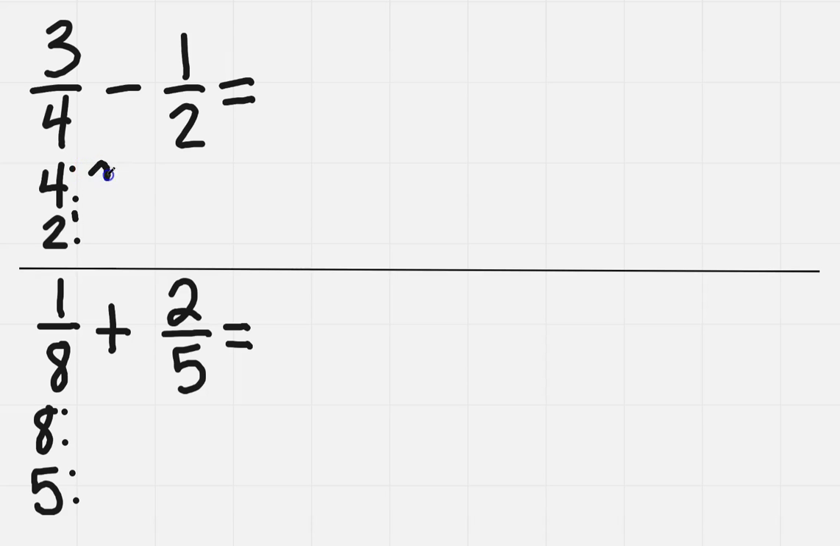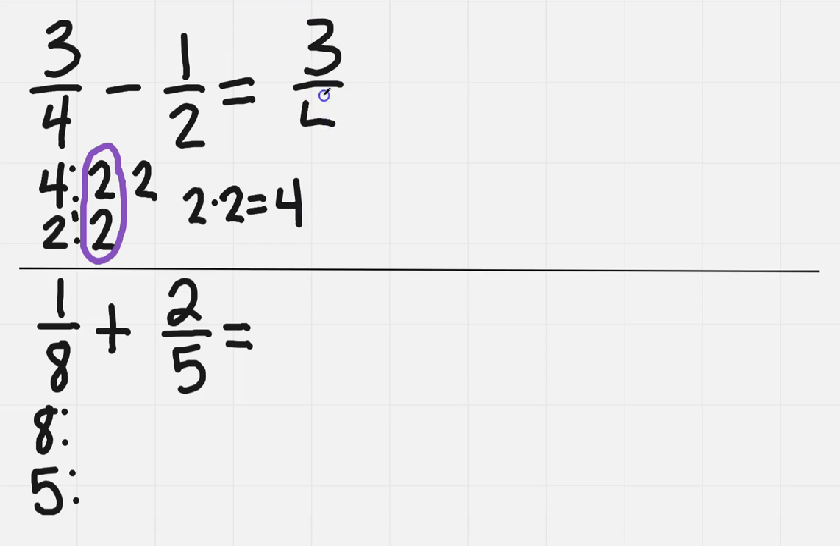So 4 is 2 times 2, and 2 is just 2. So remember, we circle anything they both have. So that means that our denominator is going to be 2 times 2, which is 4. So the 3/4 is not going to change.